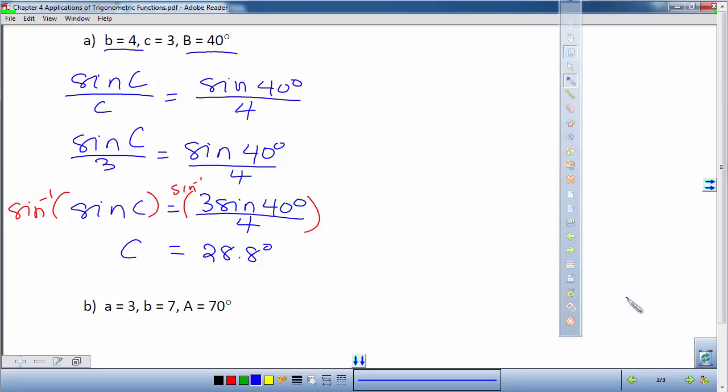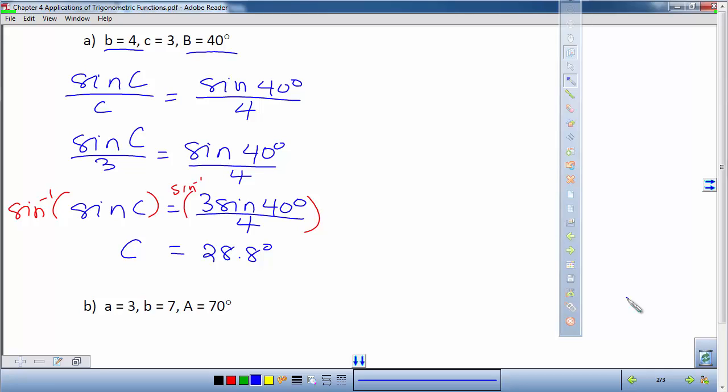Remember, sine inverse is only going to give me one answer, right? It has to do that so that the inverse function is a function. However, we know whatever this number is, there are two places around the unit circle where sine C is equal to whatever this number is, right? So where's the other place, and is it a feasible option also for an angle?